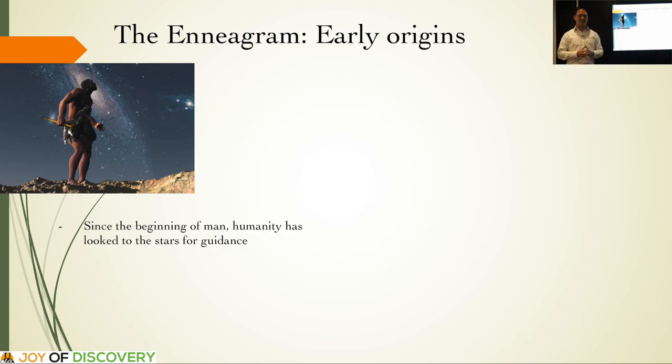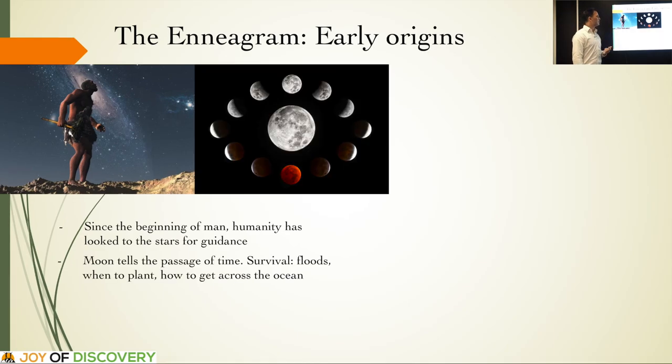Since the beginning of time, humanity has always looked to the stars for guidance. Before there were lights, before there were mobile phones or computers or anything to distract you at night, people would look up to the sky and look at the stars. And what they would see in the stars, they would see the moon. So what we have here is the 28 different phases of the moon, from new moon to full moon, crescent moon, and so on.